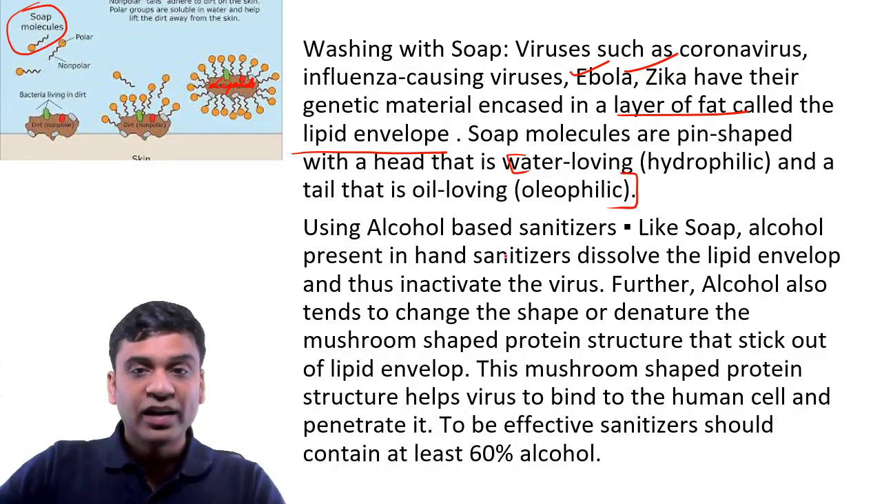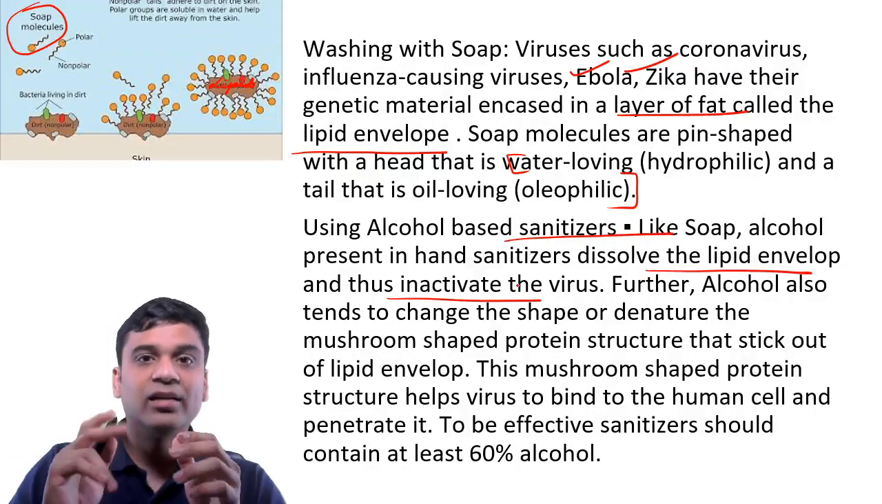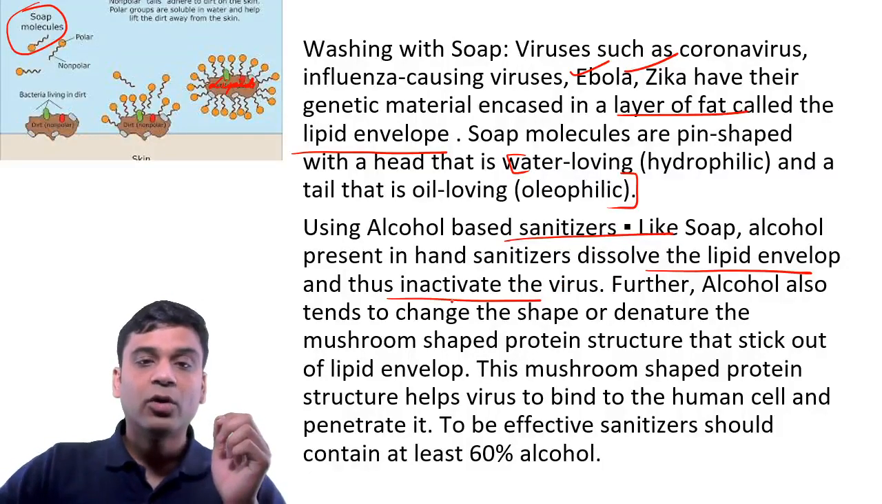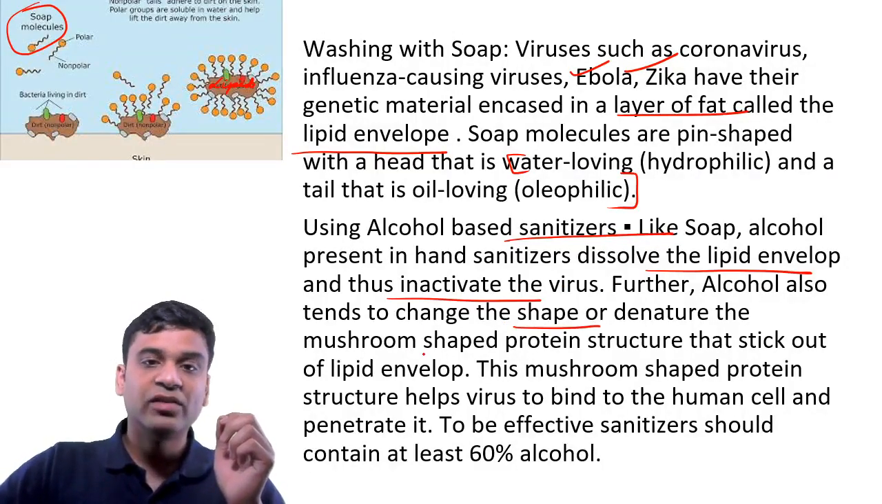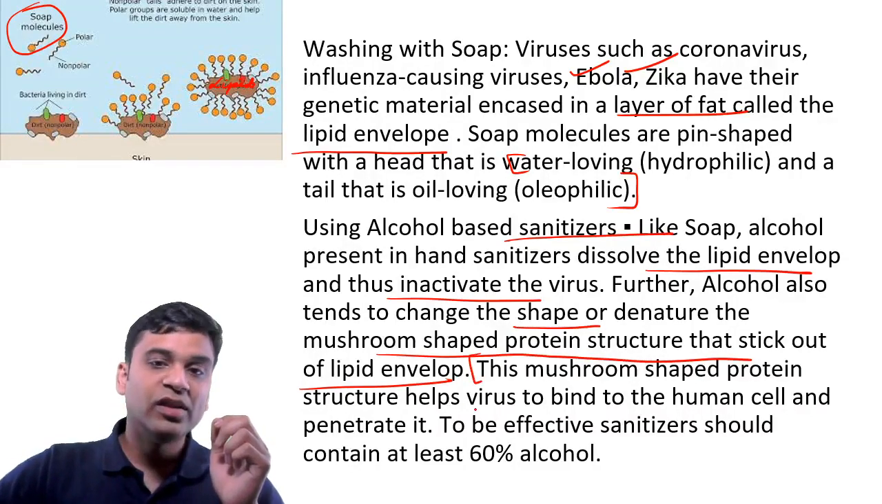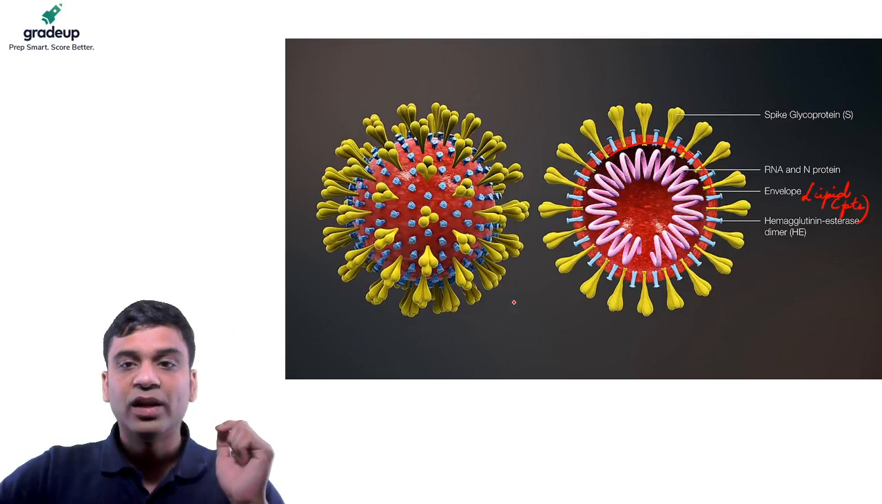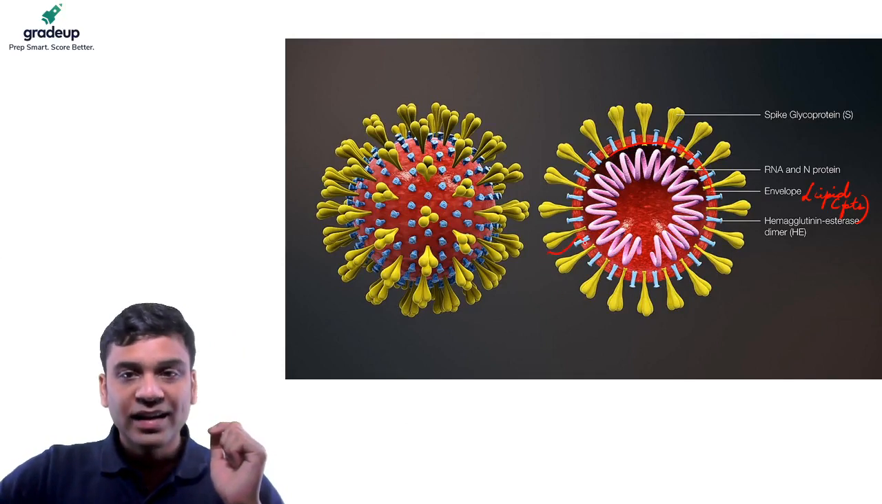Similarly, what do sanitizers do? The sanitizers also dissolve the lipid envelope. So they don't encapsulate it, they directly cut the lipid envelope. Okay, the alcohol tends to change the shape or denature the mushroom shaped protein structure. And this mushroom shaped protein structure helps the virus to bind to the human cell. So alcohol particles will directly kill this lipid envelope.